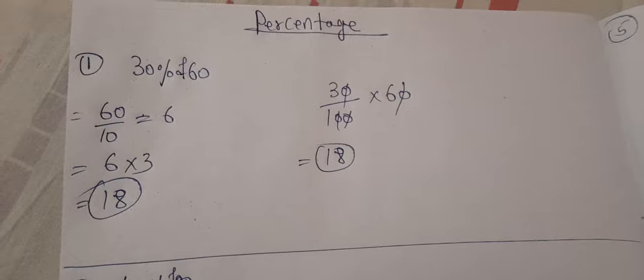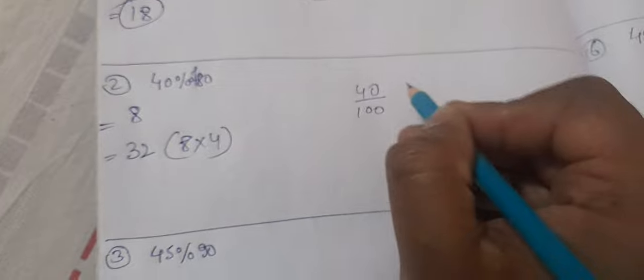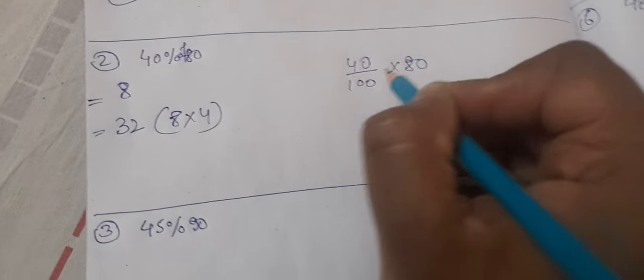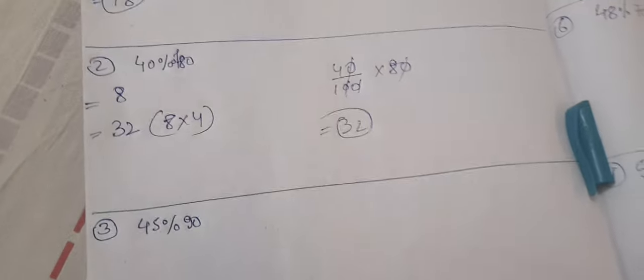Okay, let's go with another example, that is 40% of 80. 10% of 80 means 8. 40% means 8 into 4, 32. So 40% of 80 is 32.